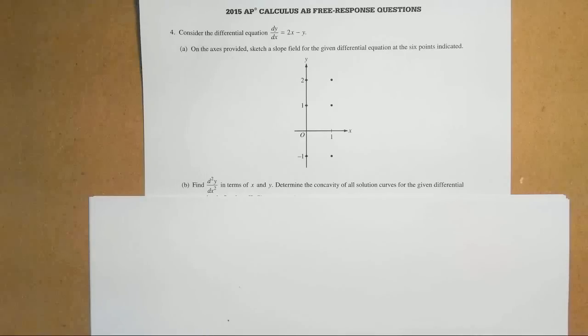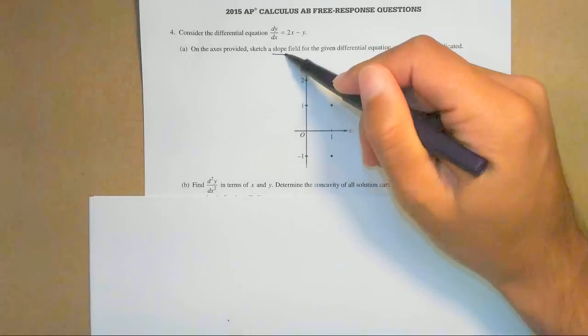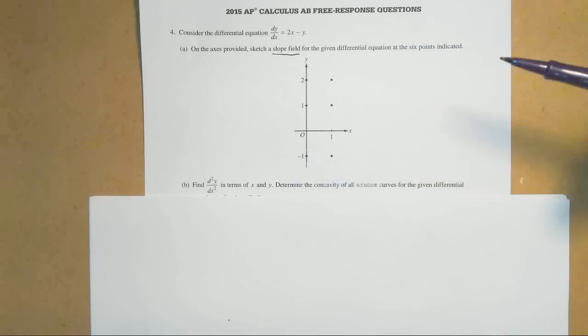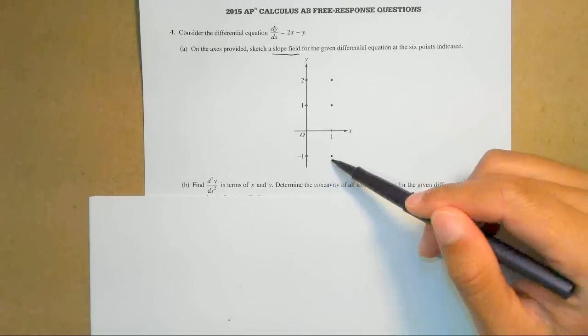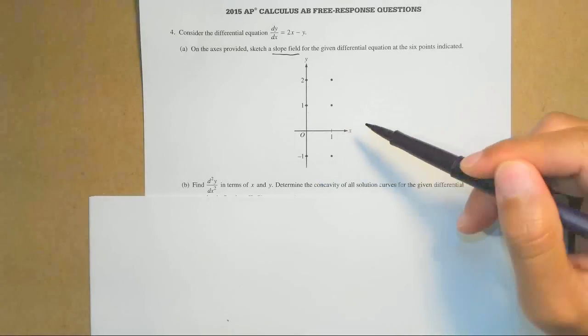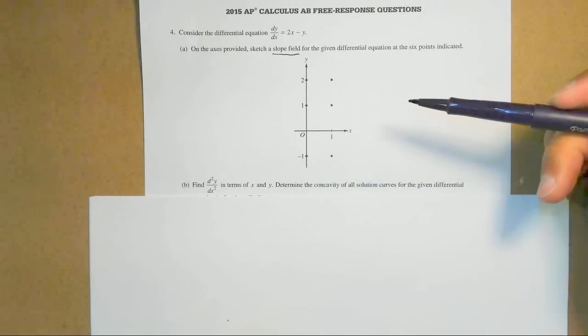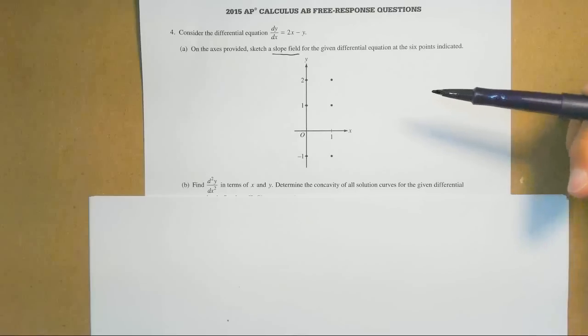So then for part A, it says, on the axis provided, sketch a slope field for the given differential equation at the 6 points indicated. This right here is one of my favorite questions. Why? Because it's the easiest. What they want you to do is to create a slope field. What is that? A field of different slopes. Well, how am I going to find these slopes? Well, I'm going to plug in these values, all these coordinates, into a differential equation, into a derivative so I can find slope. Why? Because derivative helps me find slope.